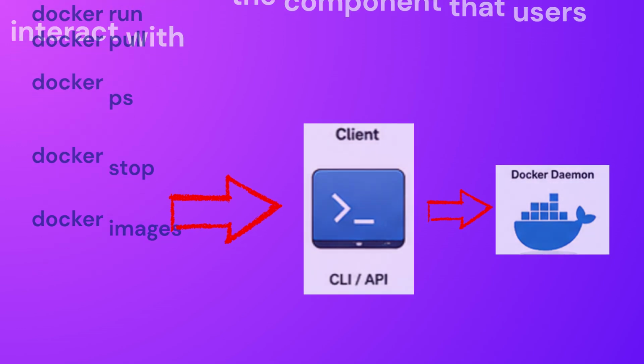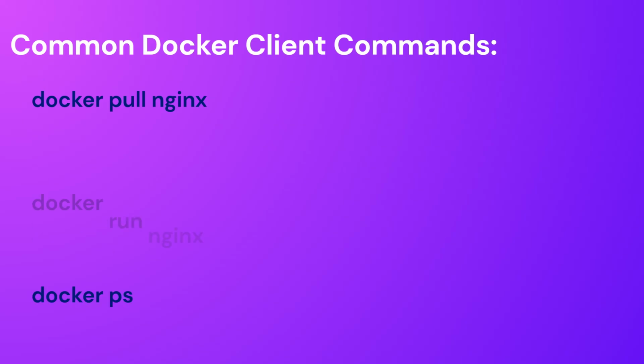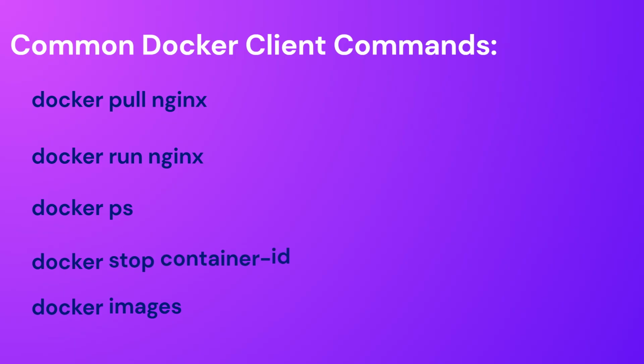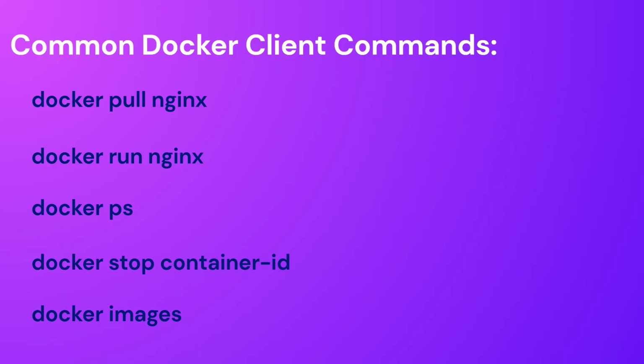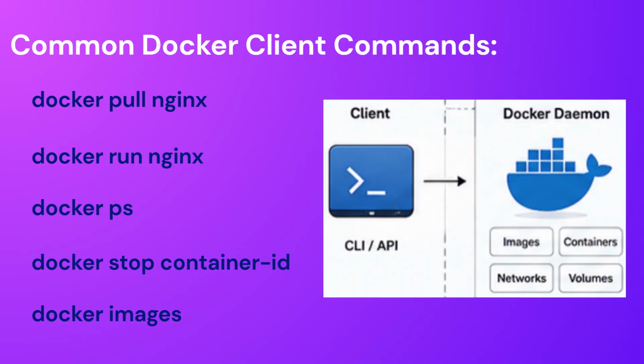The most common Docker client commands are, let us say, docker pull nginx, docker run nginx, docker ps, docker stop with the container ID of the container which is running, and docker images. So whenever you type these commands in the terminal, the Docker client receives them first. The client then sends the requests to the Docker daemon.